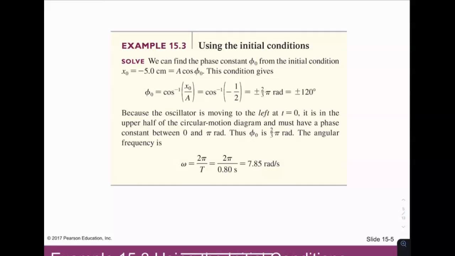And because the oscillator is moving to the left at t equals 0, it is in the upper half of the circular motion diagram and must have a phase constant between 0 and pi. Thus the phase constant is 2/3 pi radians. This corresponds to an angular frequency of 2 pi over the period, or 2 pi over 0.80 seconds, which is 7.85 radians per second.